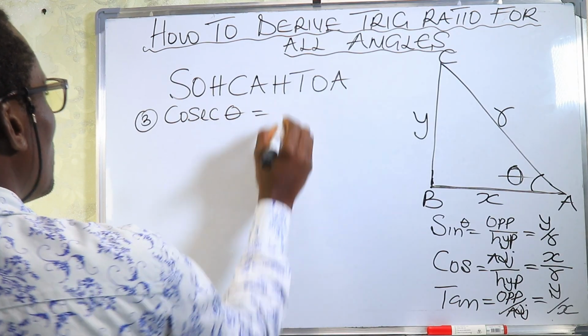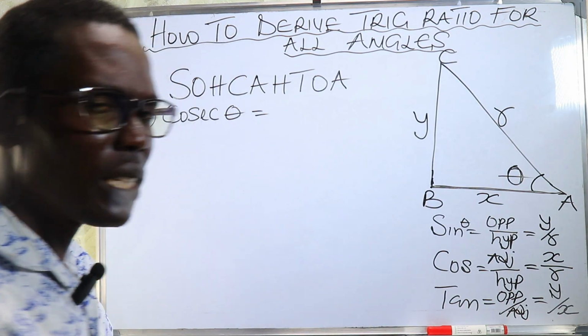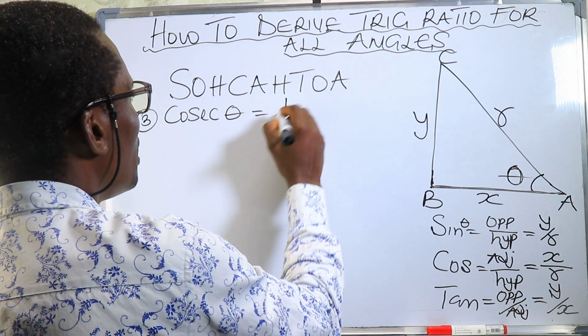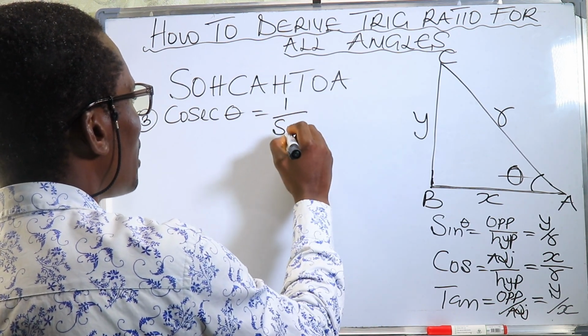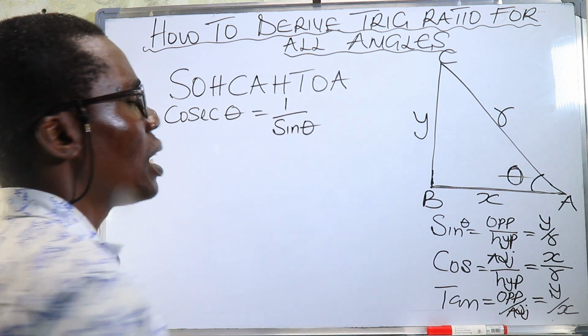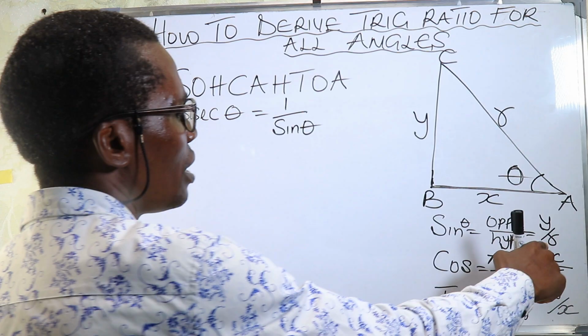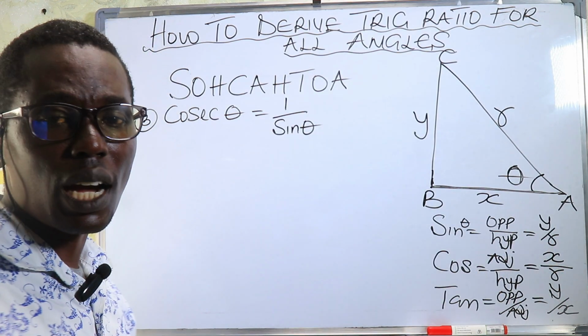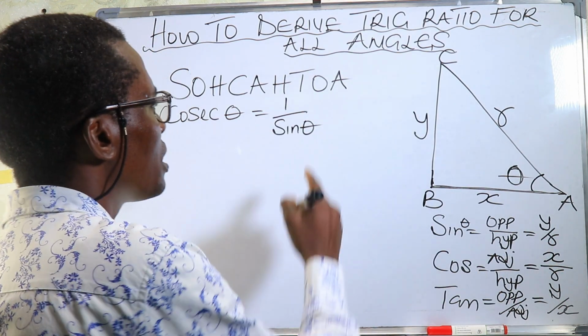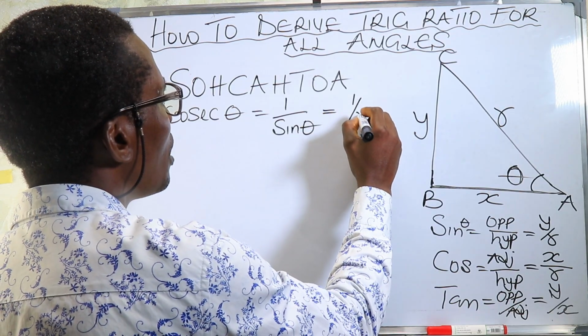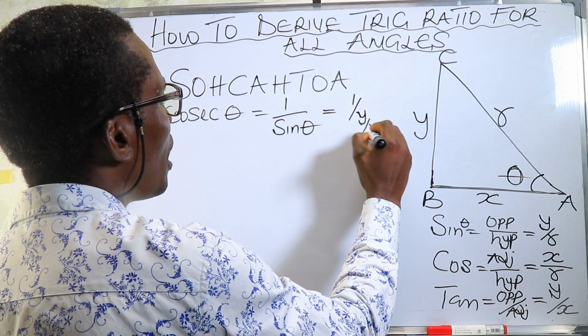Theta. Now cosec theta, they say cosec theta is 1 all over sine what? 1 all over the inverse of sine theta. Now what is sine theta? Remember that sine theta is y all over r. So if sine theta is y all over r, that means this one will be equal to 1 all over y all over r.